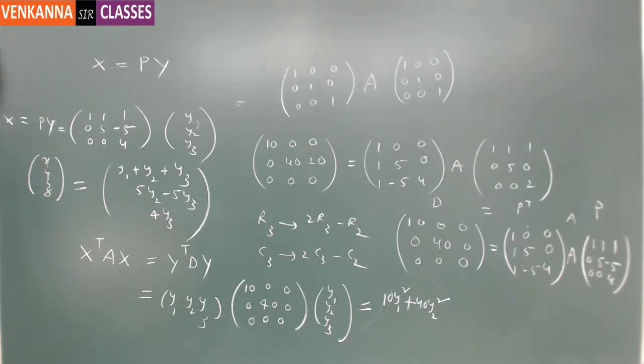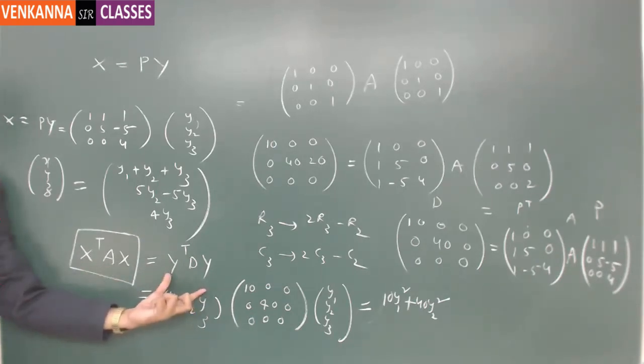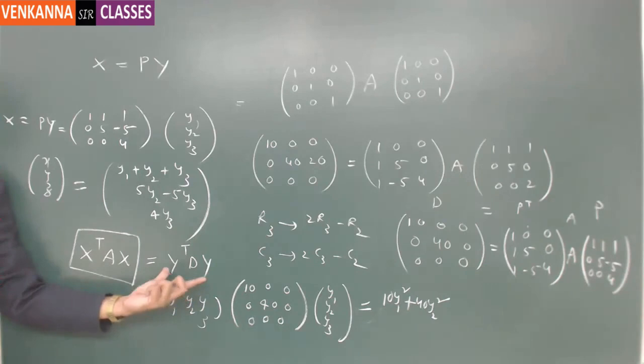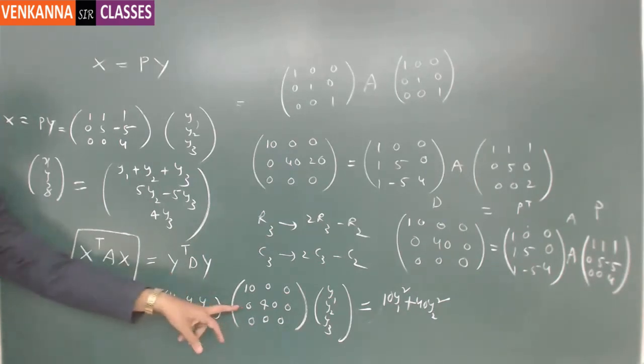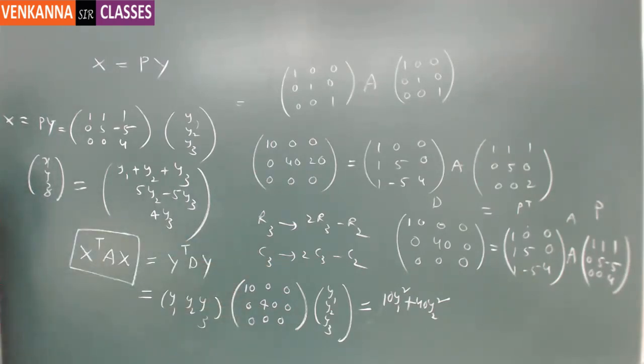The transformation is nothing but 10 y1 square plus 40 y2 square. Please understand, the given quadratic form is nothing but x transpose ax. In the last class we have discussed it, isn't it? This is our given quadratic form. This quadratic form, after the reduction, will be converted like this, y transpose dy, which is nothing but the sum of the squares. This is y transpose, diagonal matrix D and y. So multiplying that, 10 y1 square plus 40 y2 square.